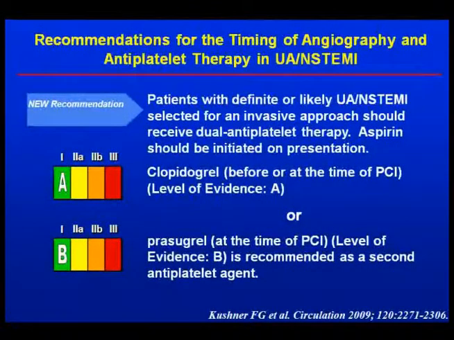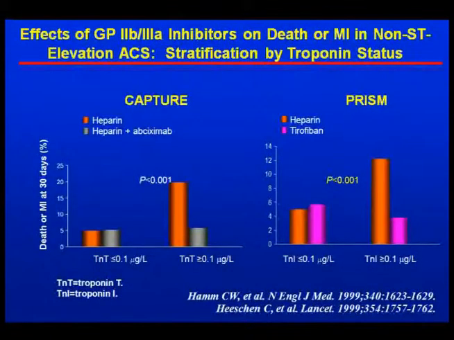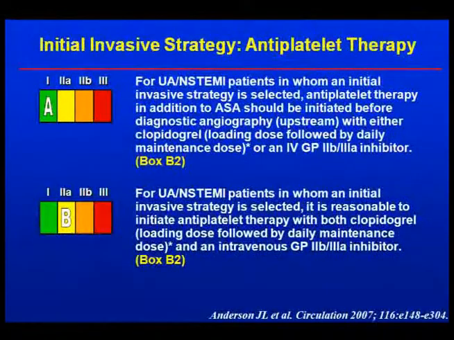Now, what about antiplatelet therapy? Patients with definite or likely acute coronary syndrome selected for an invasive approach should receive dual antiplatelet therapy, so aspirin plus either clopidogrel or prasugrel. Now, what about the 2B3A inhibitors? There are 3: abciximab, tirofiban, and eptifibatide. The study suggests that they are most beneficial in patients that are troponin positive. I mentioned that earlier. Not beneficial in patients that are troponin negative.